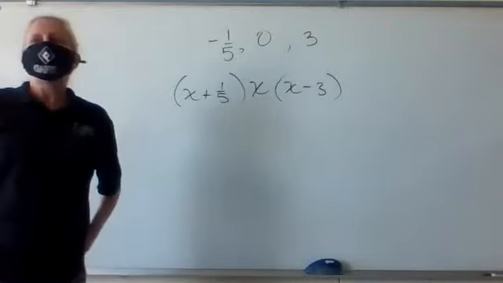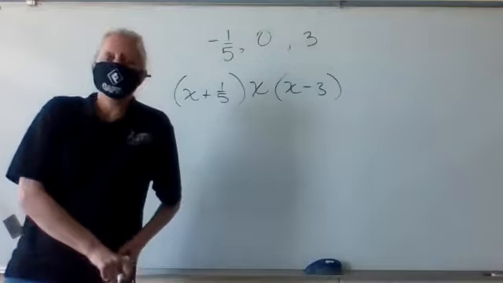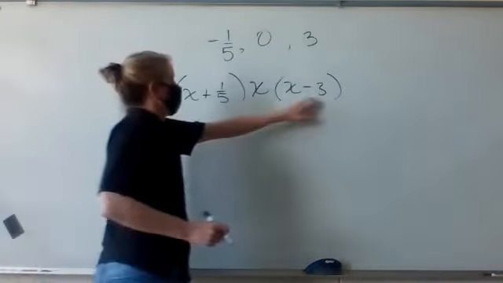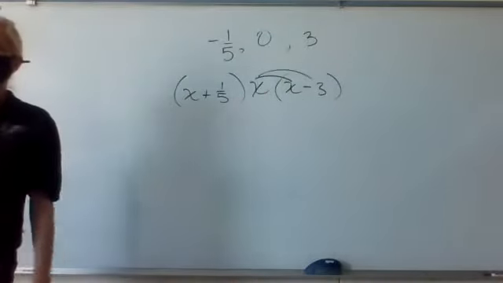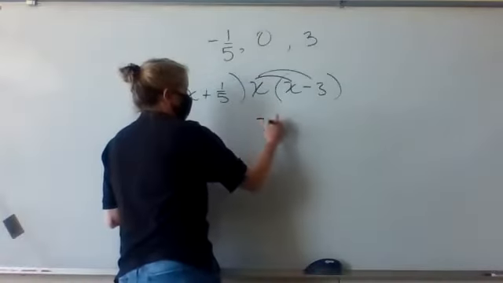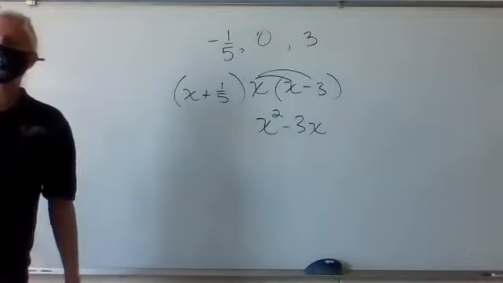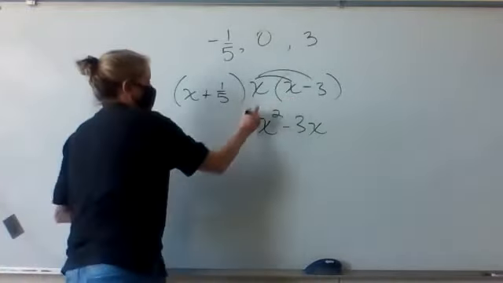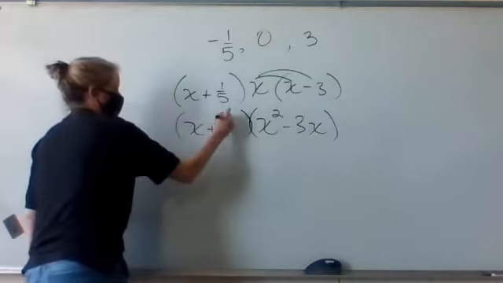I can multiply them together in any way that I want because there's no square roots and there's no i's. So it doesn't matter what order you do it in. I'm going to start with the x and the x minus 3, because I just think it looks easier. That just means I need to distribute that x. So that would give me x squared minus 3x. So that took care of multiplying that together. I still have this one, and I just avoided it because it has that fraction.